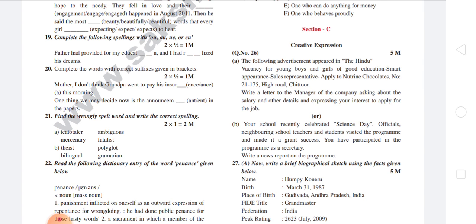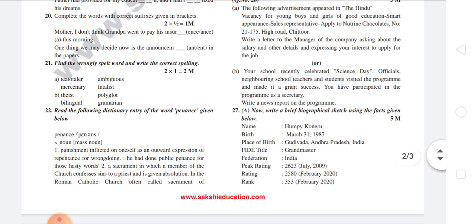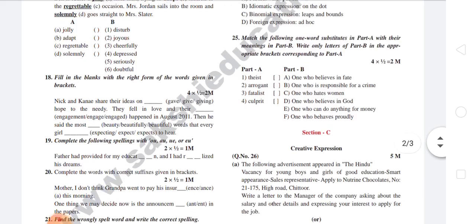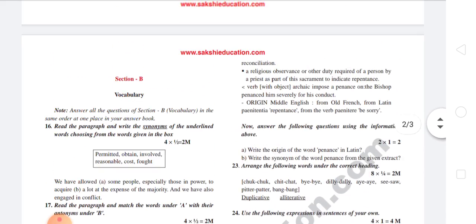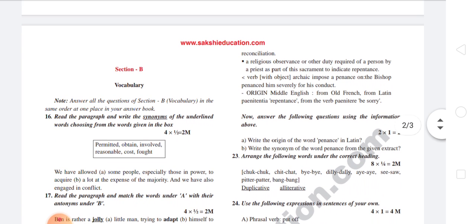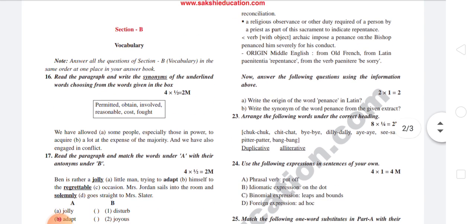Okay, 22nd question. Read the following dictionary entry of the word pennons given below. Basically in this 22nd question of the second paper, they always ask one dictionary word and make some questions about that, so we should answer them. They will ask 2 questions based on that dictionary entry. So 2 into 1 is equal to 2 marks.